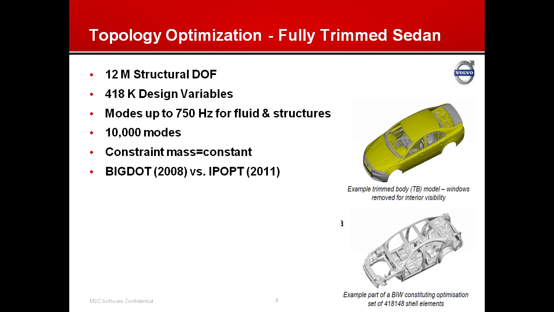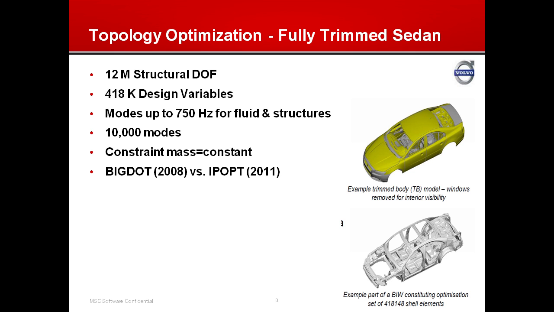Finally, I also want to show a couple of engineering models that have been performed recently, to give an idea of the problems that people are working on and the solutions they're obtaining. This was basically a full automotive body-in-white model with 12 million degrees of freedom and 418,000 design variables, looking at optimizing the system in terms of its frequency content and doing that analysis over 10,000 modes.